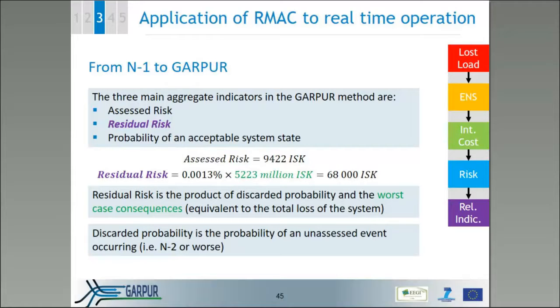And in order to affect this residual risk, we either need to add more contingencies to our contingency list or discard them, as mentioned by Louis earlier.